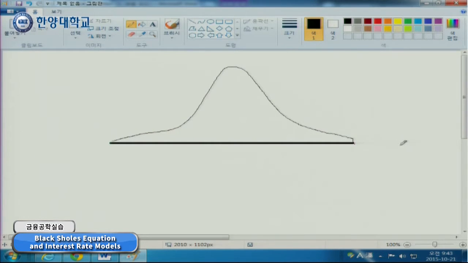This is almost similar to the standard normal distribution. The only difference is the center is different. What is the value of the center? The center is sigma root t.